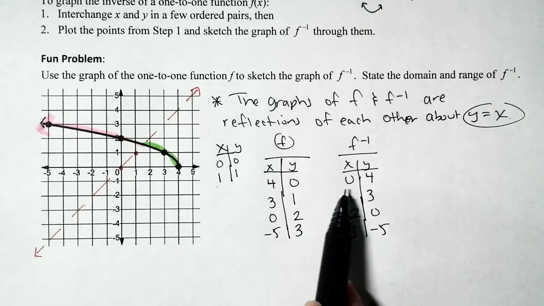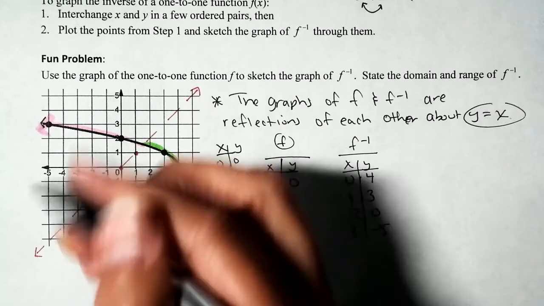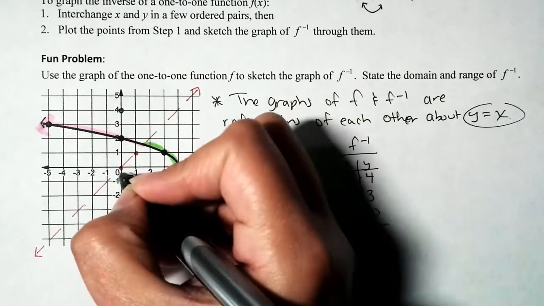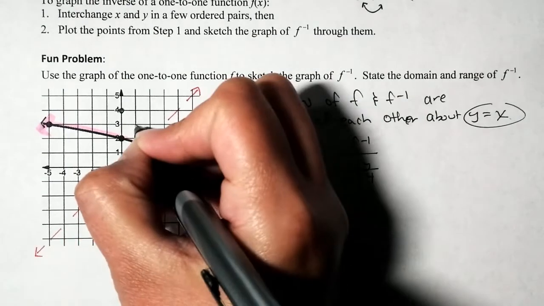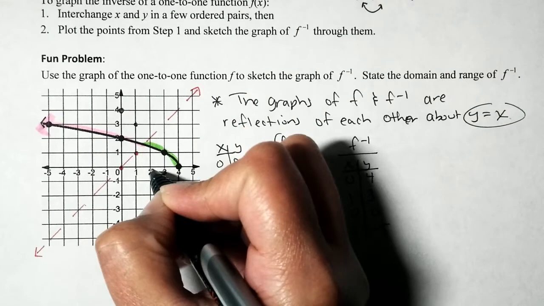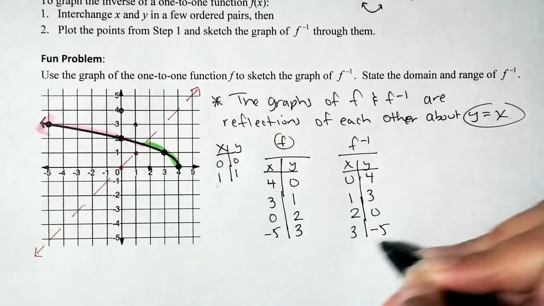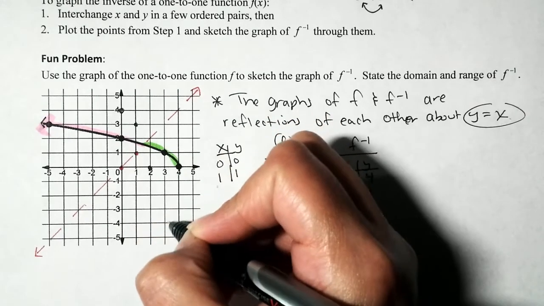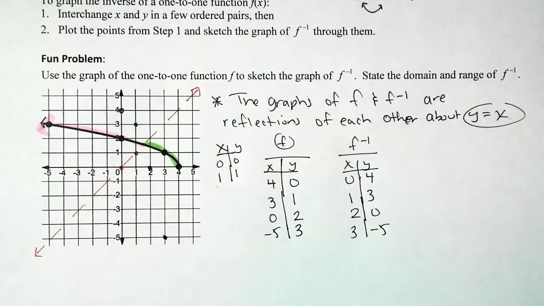So (0, 4) is on the inverse, so we stay put and then we go up 4. Followed by (1, 3), so 1 to the right, 3 up. Followed by (2, 0), 2 right, and then we stay put, and then followed by (3, -5), so 3 right and 5 down.